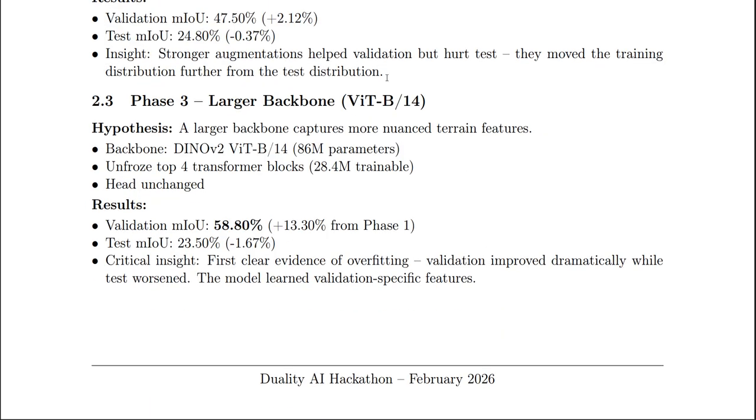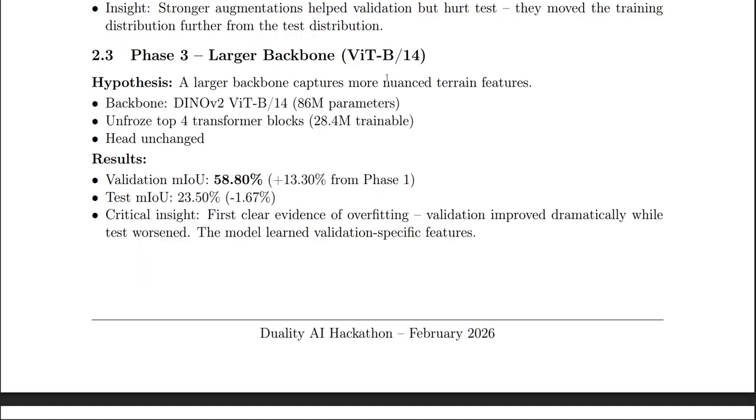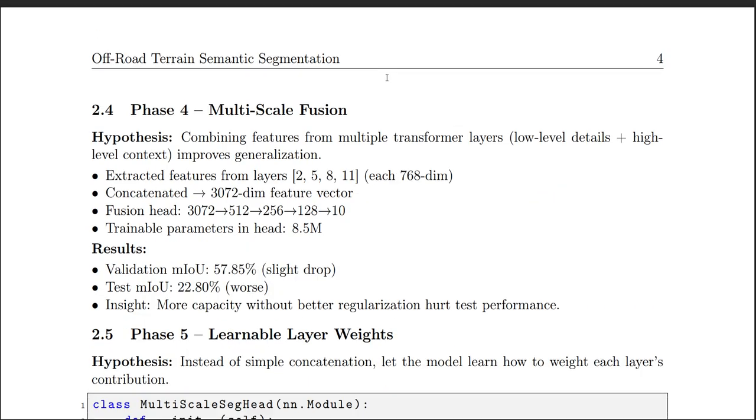And then we have implemented phase 3, in which we have used a larger backbone model, DINOv2 ViT-B/14, which is based on 86 million parameters. On that we get a validation mIoU of 58.8 and a test mIoU of 23.5.